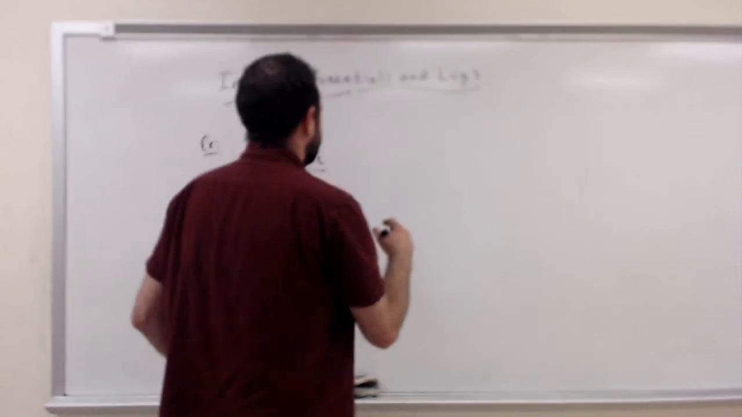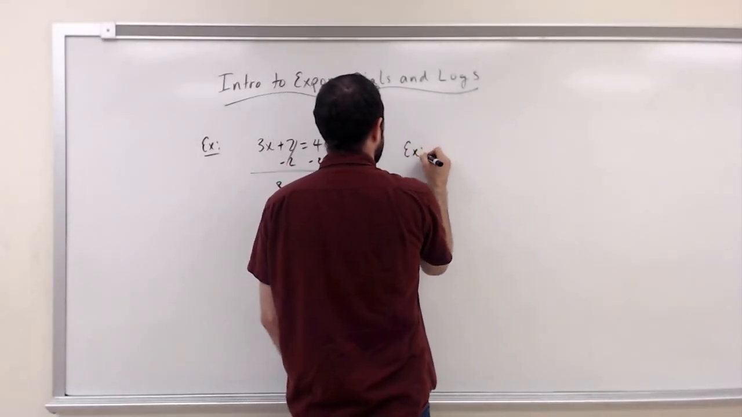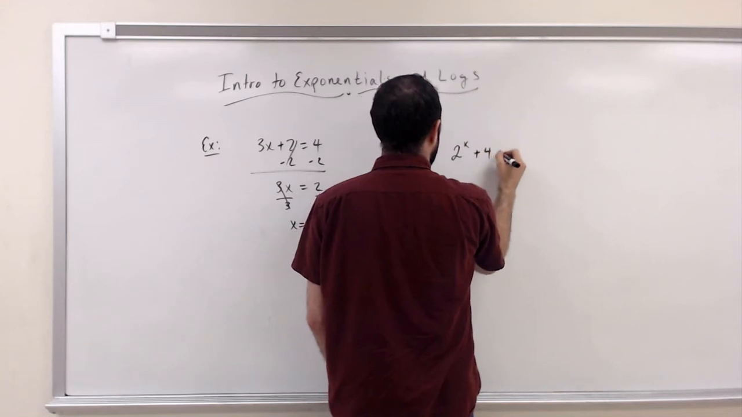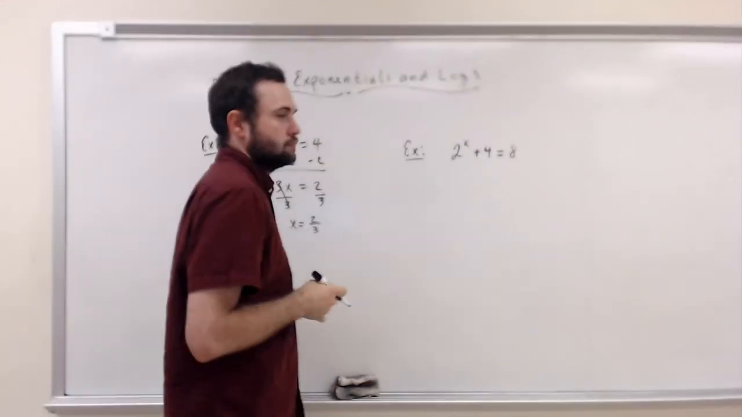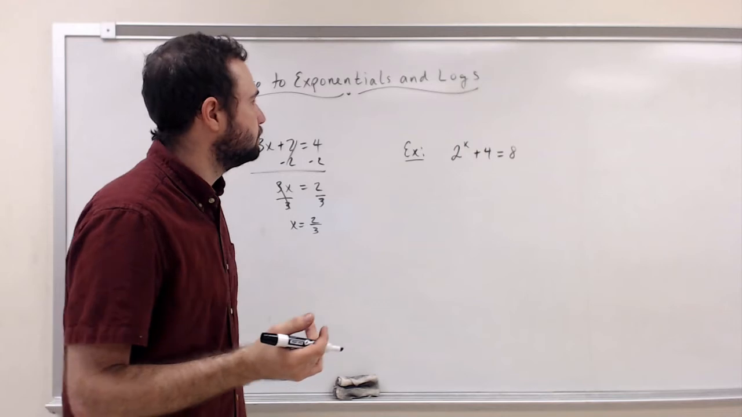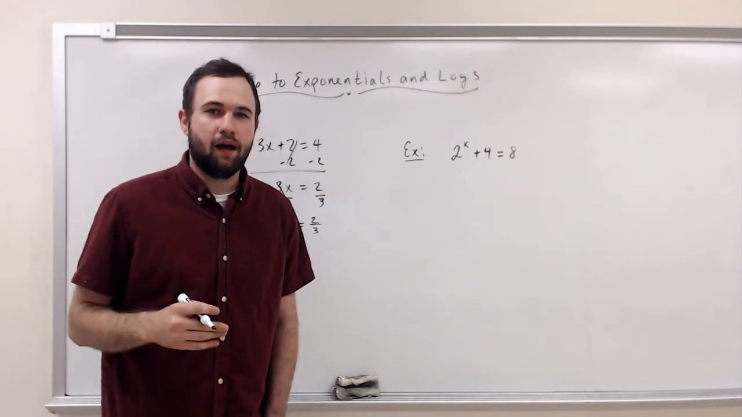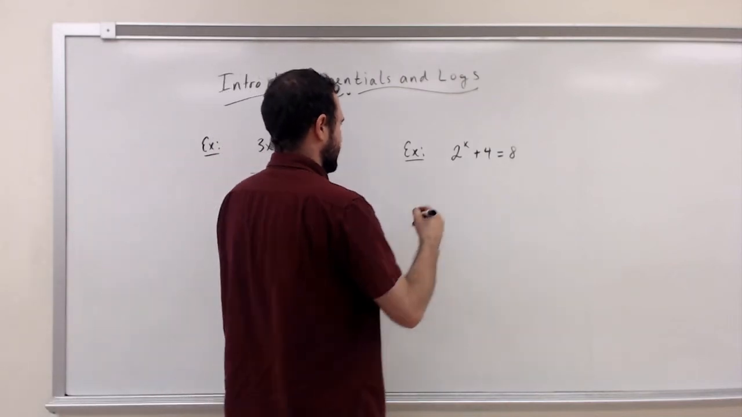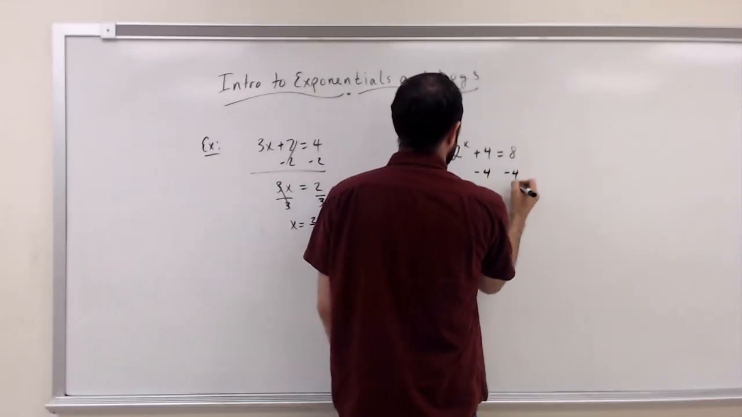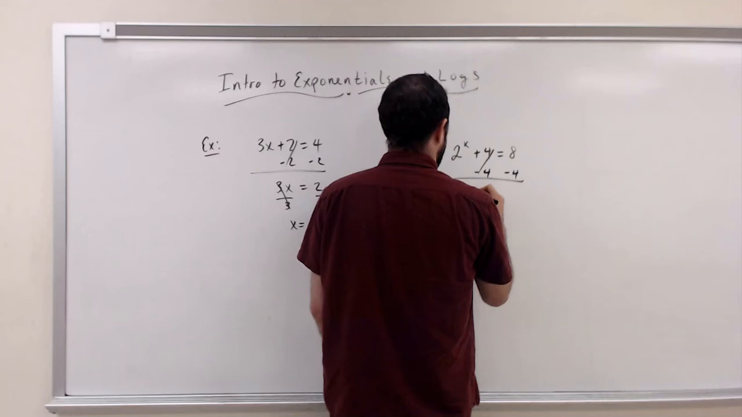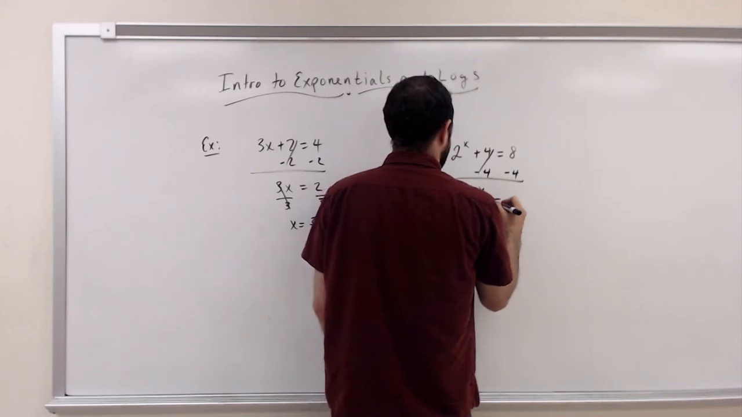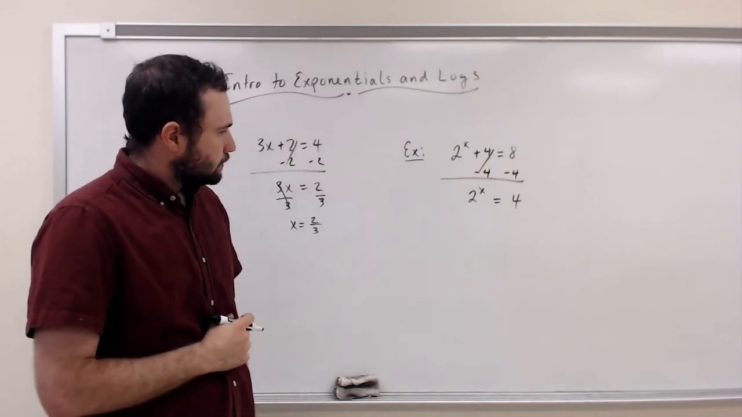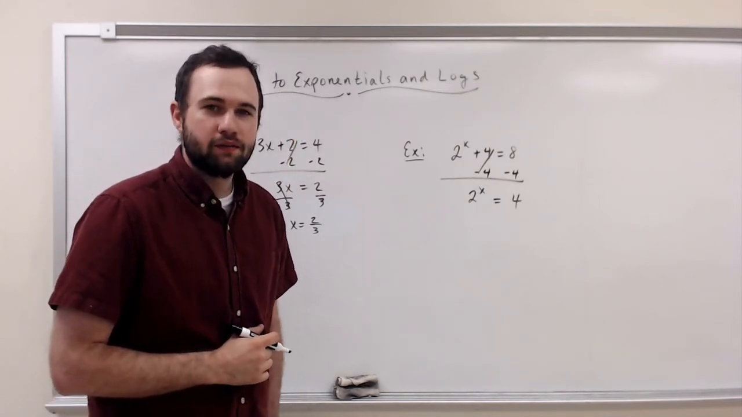But now let's look at an example with an exponential function included. So let's do 2 to the x plus 4 equals 8. Okay, seems fairly harmless, but really think about it for a second. How would you try to solve this? Well, subtract 4 from both sides. We know that, right? That's not going to change. We're trying to isolate the x value. But then what do we do?